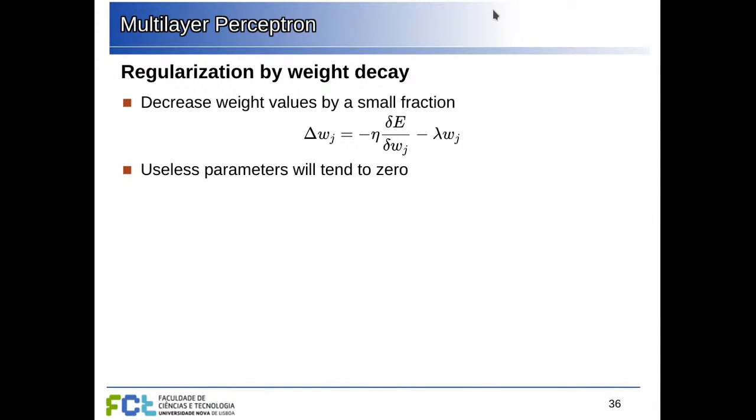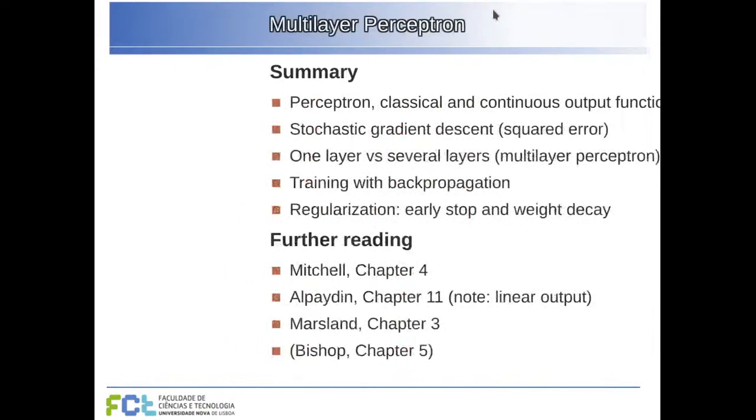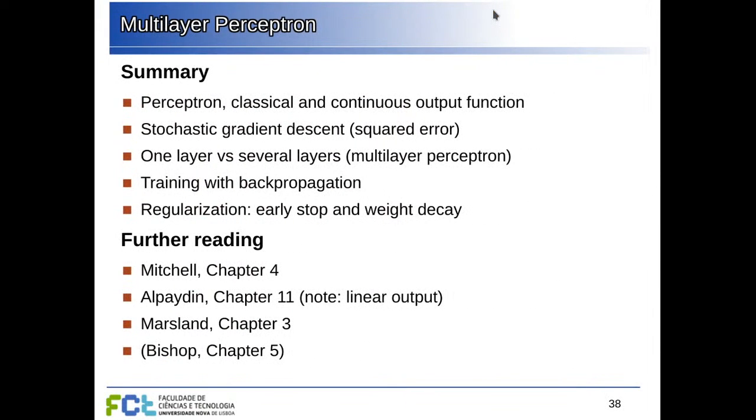Other methods of regularization are, for example, reducing the weights or decreasing the weight values by a small fraction at each iteration. So parameters that are not very useful for classifying the data tend to shrink down to zero. This is actually L2 regularization, the same that we saw in logistic regression, which can be implemented like this in neural networks. So to sum up, this is just a very brief introduction to neural networks.